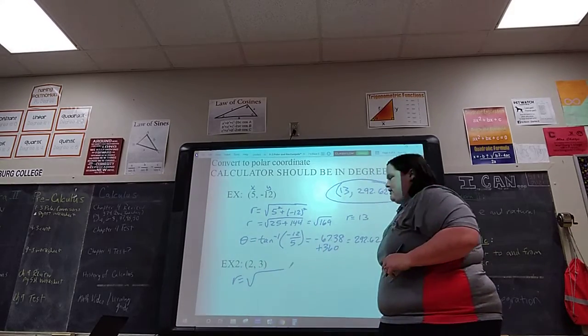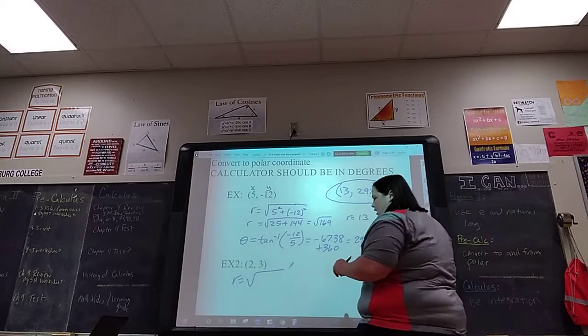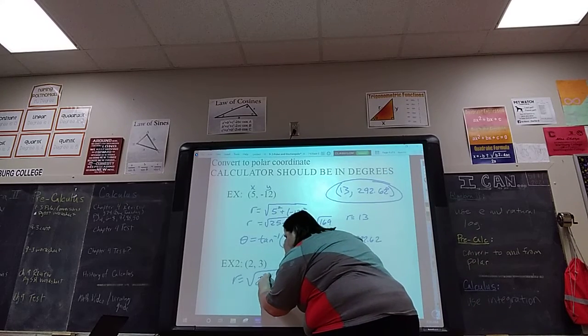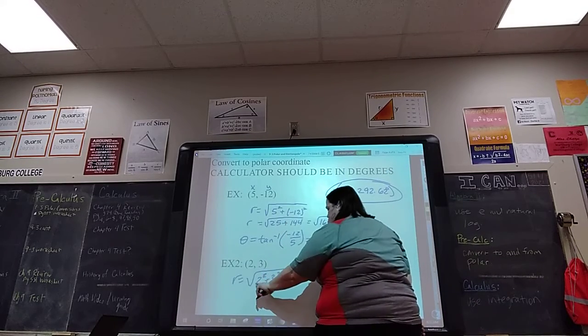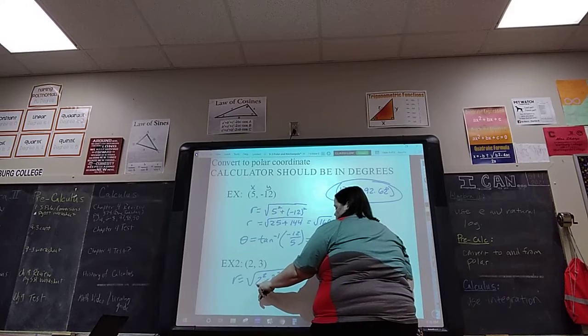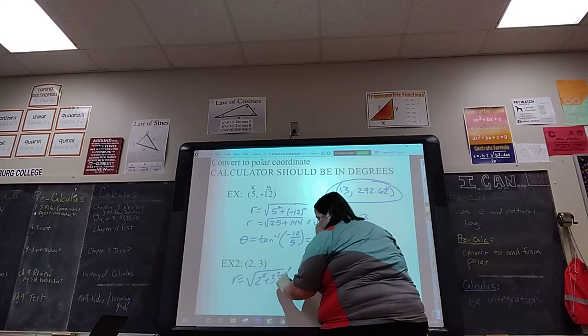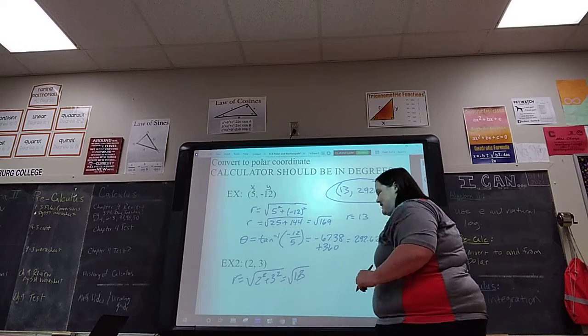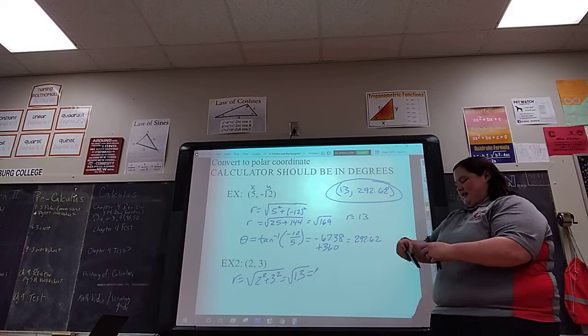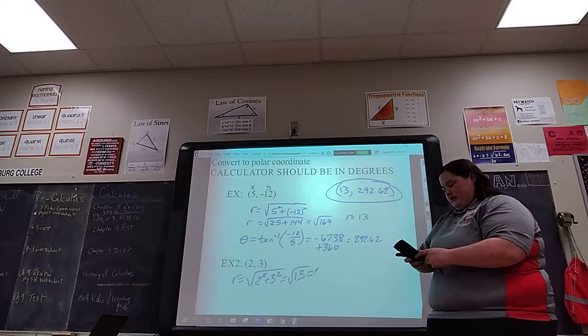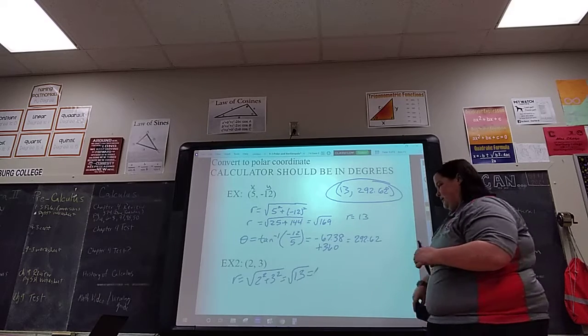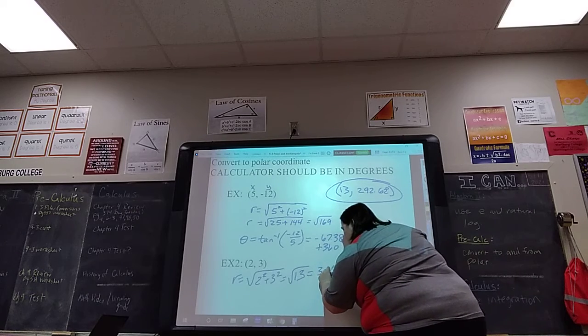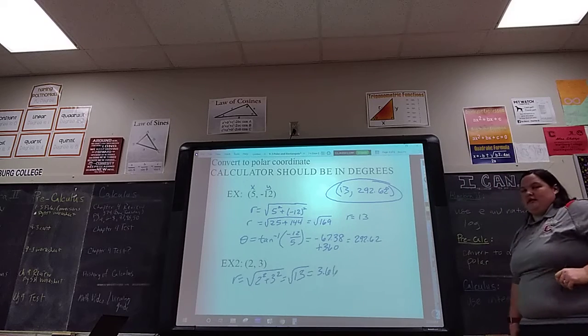So we're going to convert this into an r and a theta. I'll do r first. So 2 squared plus 3 squared. What's 2 squared? 4. What's 3 squared? Add those together. 13. Yep. So the square root of 13 is not even, but I'm not looking for exact values here. We're just going to take that square root, get that decimal, 3.61. There's my r.